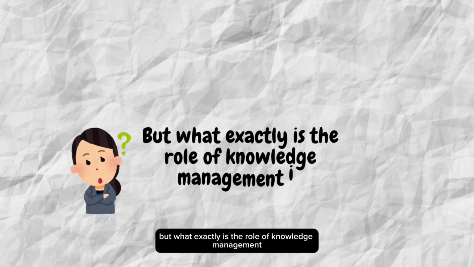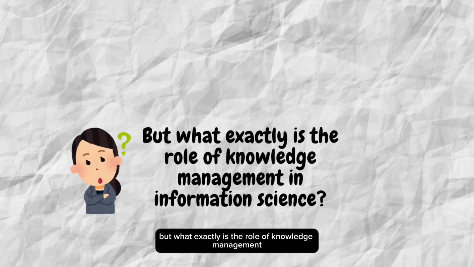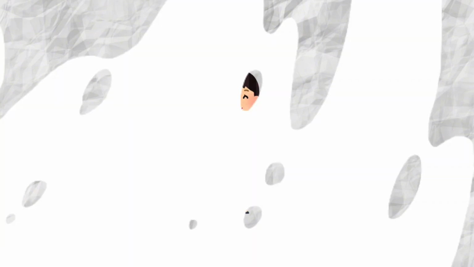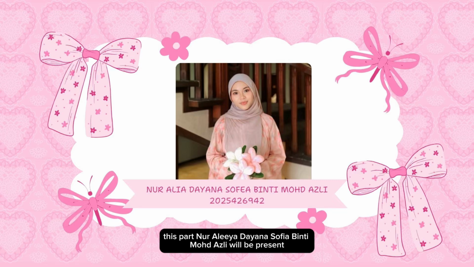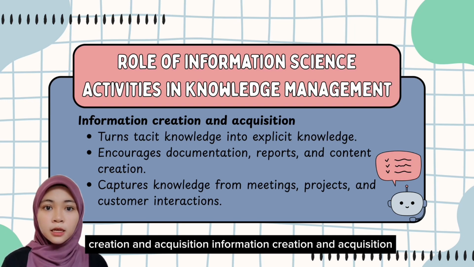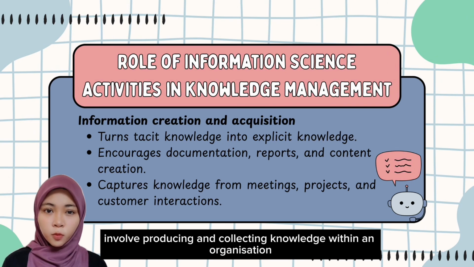But what exactly is the role of knowledge management in information science? Let's move on to the next explanation. For this part, Nur Alariana Sofia Penti Mama Asli will present. The first role of information science activity in knowledge management is information creation and acquisition. Information creation and acquisition involve producing and collecting knowledge within an organization.